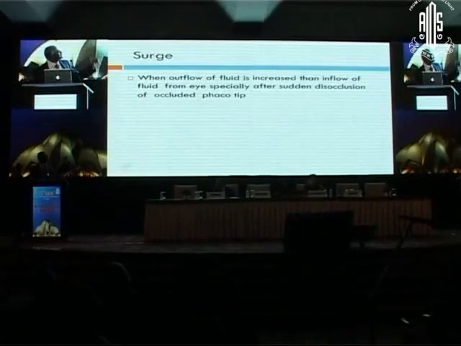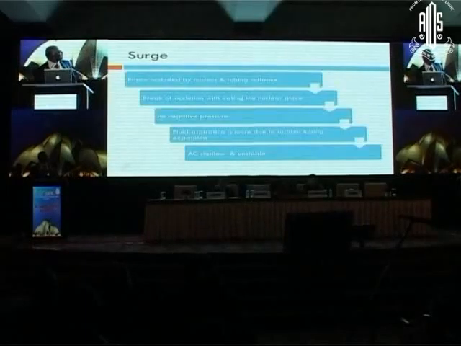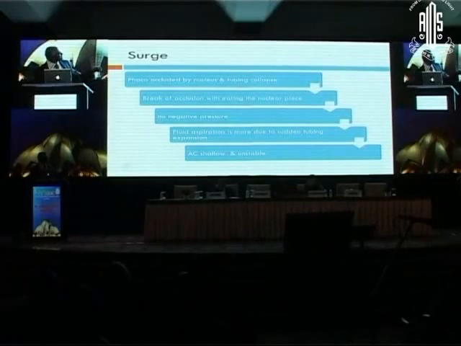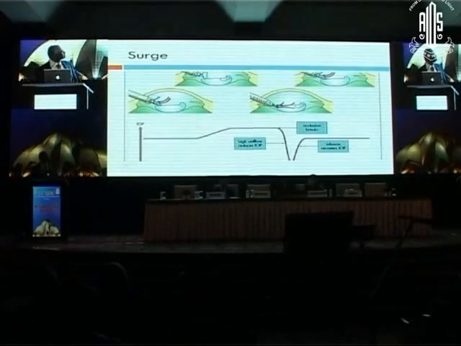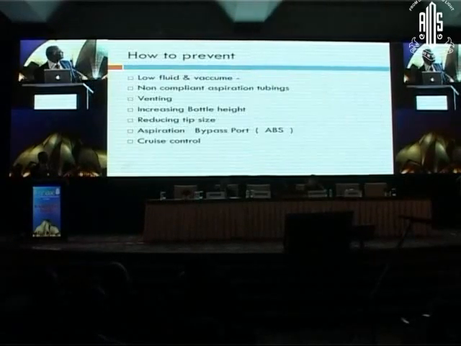disocclusion of the occluded phaco tip. How it happens: you can see the phaco tip is occluded by the nucleus, the tubing collapses, then you break up the occlusion by eating the nuclear piece, and there is no negative pressure. Now fluid aspiration is more due to the sudden tubing expansion, and the AC becomes shallow and unstable. So this is what I was telling you about.